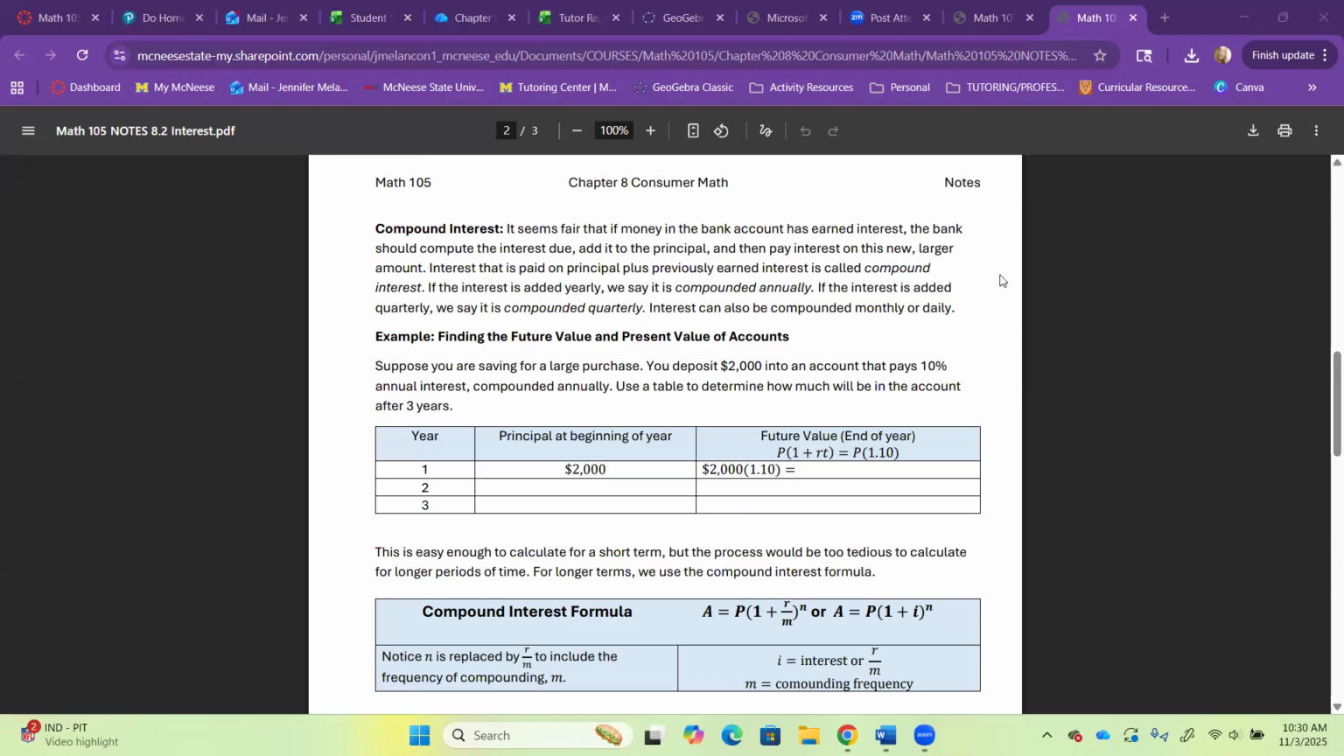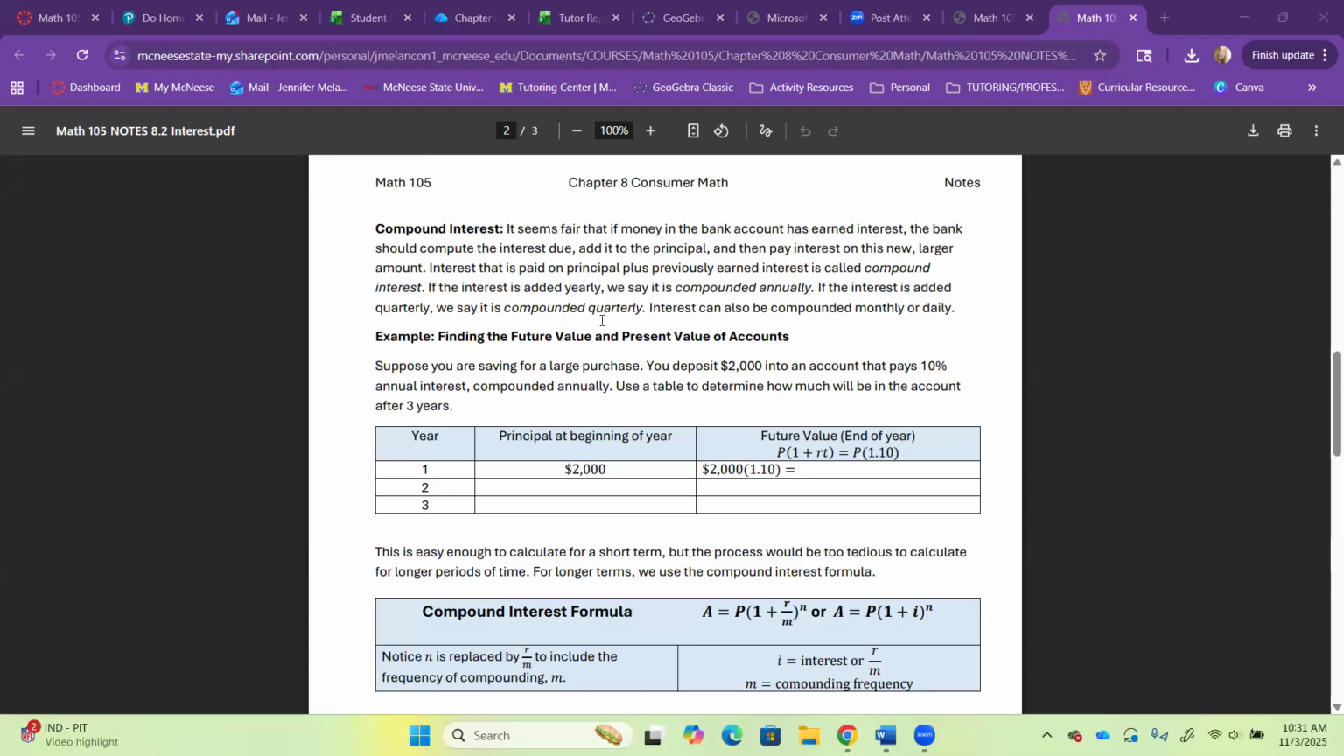It seems fair that if money in the bank account has earned interest, the bank should compute the interest due, add it to the principal, and then pay interest on this new larger amount. So say you deposited $100 and at the end of the month you earned 10% interest. Oh, that's very generous. You would have earned $10. So at the beginning of the next month, you would have $110. So then the bank has to pay you on that money that's in your account. So then the next month, instead of only earning $10, you earn $11 because 10% of the 110 that you have now is a little bit more. So if you leave that money over a long period of time, that's what's compounding.